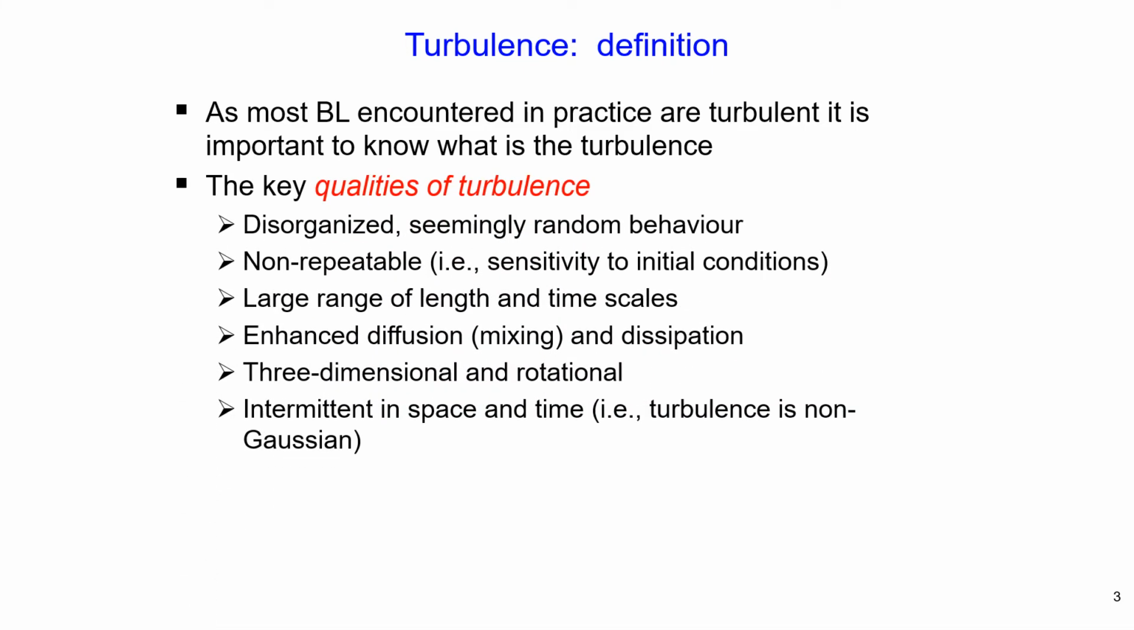What is turbulence? The key qualities of turbulence are, first of all, the flow is disorganized, with seemingly random behavior. The flow is also non-repeatable, so it's sensitive to initial conditions. If you change initial conditions, then you may have completely different turbulence characteristics of the flow. There is also a large range of length and time scales, enhanced diffusion or mixing, and also enhanced dissipation. The flow is three-dimensional and rotational, and it's intermittent both in space and time.